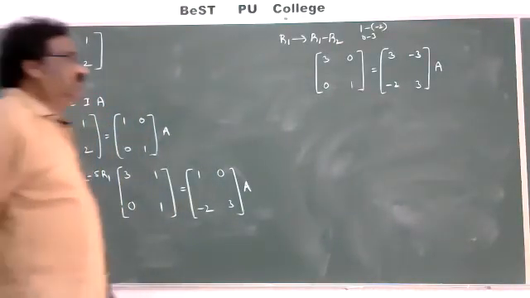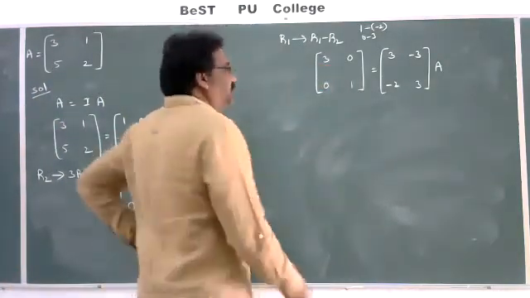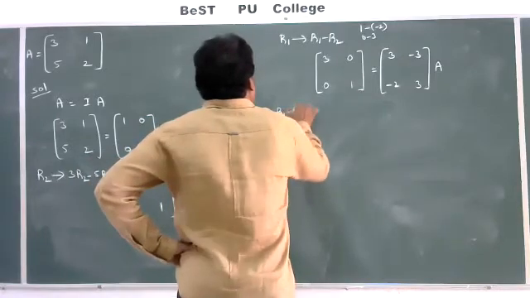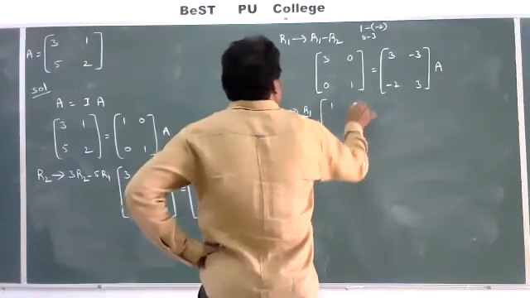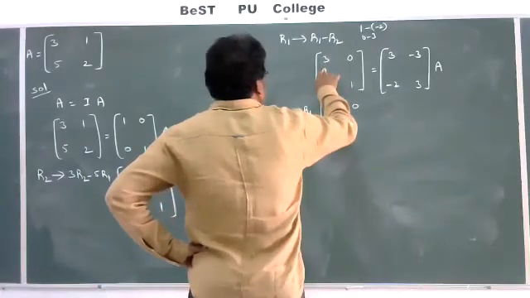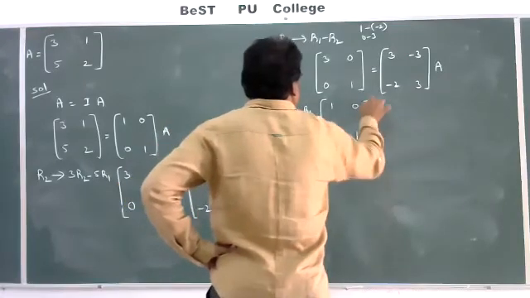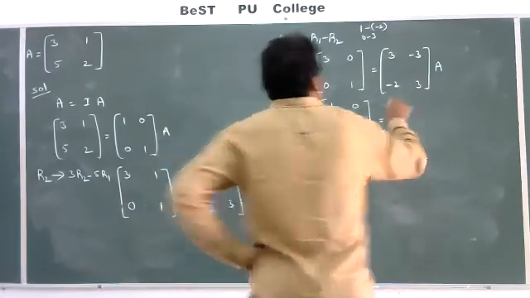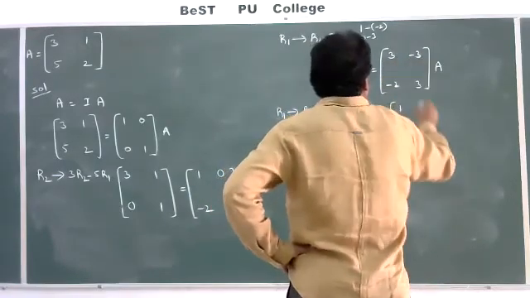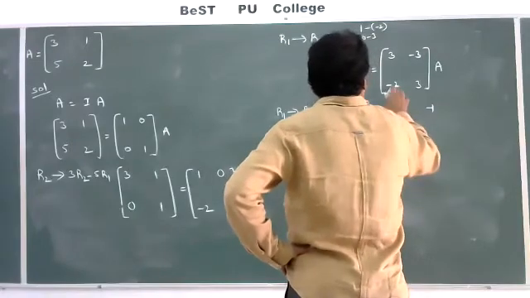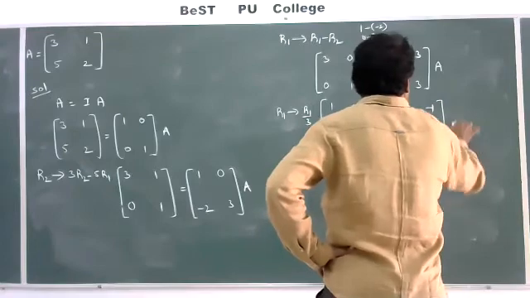Next, we require 1 here. That's why R1 goes to R1 by 3. That is 1, 0, 3 by 3, 1, 0 by 3, 0. Second row 0 and 1 is equal to 3 by 3, 1, minus 3 by 3, minus 1, minus 2 by minus 2, same, minus 2 and 3 into A.